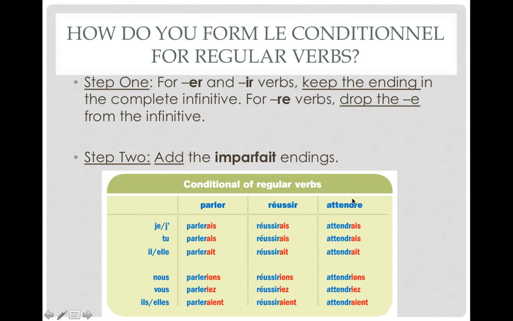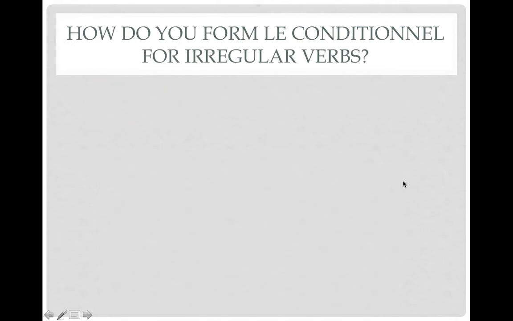It's easy to remember this rule because it looks really weird if you'd have an E-A-I-S. So that's an easy way to remember how to distinguish the RE verbs from ER and IR. So this is for regular verbs. Take the infinitive, add the imparfait ending. Pretty straightforward.